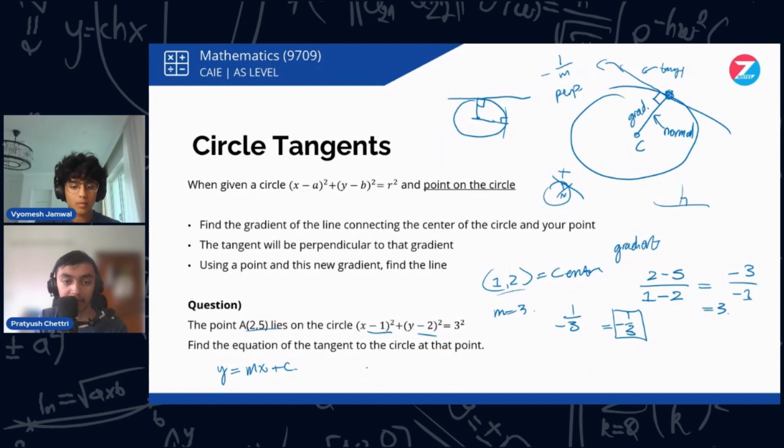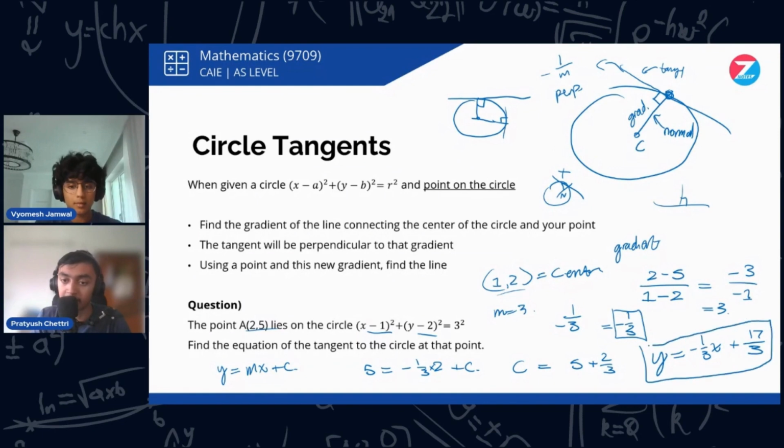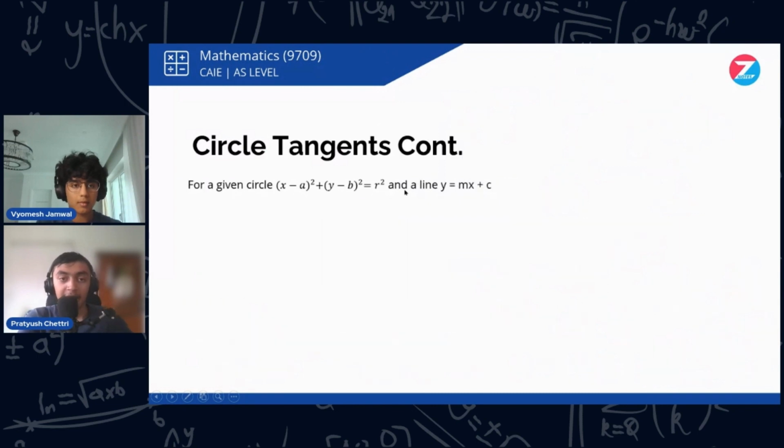Very simply, 5 equals minus 1/3 times x, which is 2, times 2, plus c. So c equals 5 plus 2/3. So our equation would be y is equal to minus 1/3 of x. That's the gradient, and the y-intercept is 17 over 3. That's the equation of a line which is a tangent to this circle at the point A. You can check in Desmos. It looks nice.